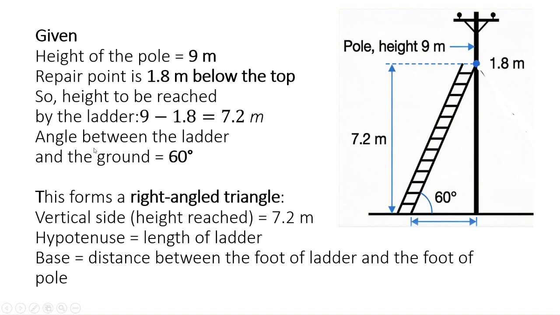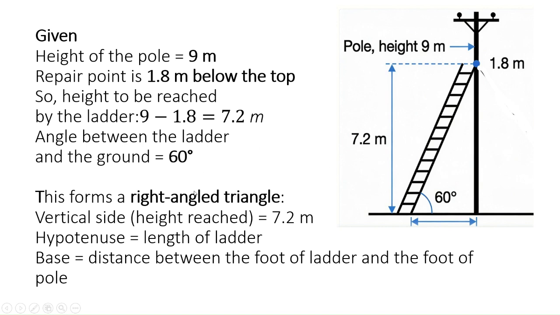So one more point is given here. Angle between the ladder and the ground is 60 degrees. So this is the ladder and the ground. So the angle is given as 60 degrees. Obviously, if you observe, this is the height of the pole and this is the ladder which is kept to reach the point. And this is the angle between the ladder and the ground, of course.